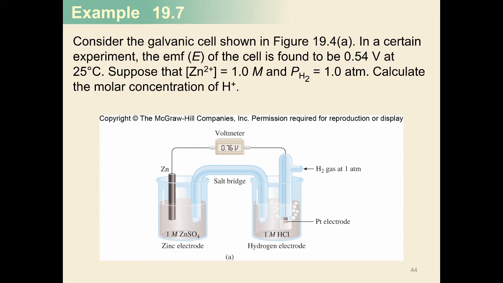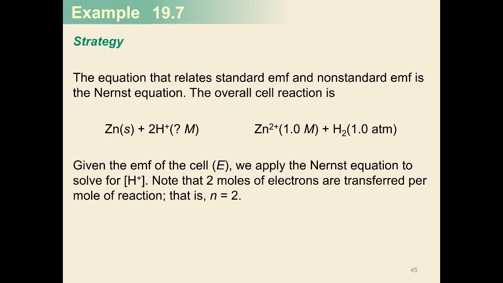So let's have another example. This is a galvanic cell, your 1 molar zinc and 1 molar hydrogen electrode. In a certain experiment, the EMF of the cell is found to be 0.54 volts at 25 degrees Celsius. Suppose that you have 1 molar of zinc and 1 atm of hydrogen. What is the molar concentration of your H+? Here we do not know the molar concentration of H+. Hydrogen gas is at 1 atm. We cannot say for sure that it's already at equilibrium because we do not know H+.